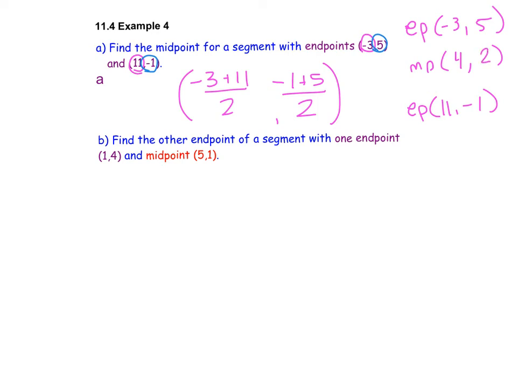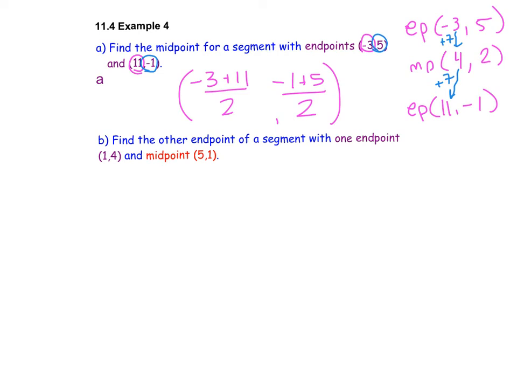And then I can check this by making sure that the midpoint is really in the middle of the two x coordinates and the middle of the two y coordinates. So here, to go from negative 3 to 4, I would need to add 7. And to go from 4 to 11, I would again need to add 7. So I can see that I'm adding 7 to get from endpoint to midpoint to endpoint.